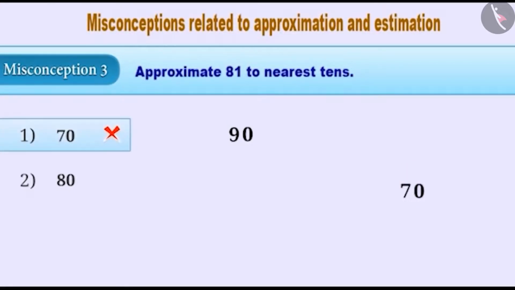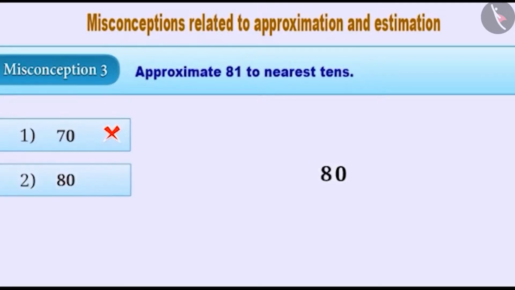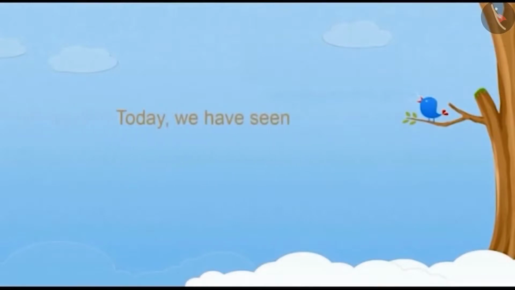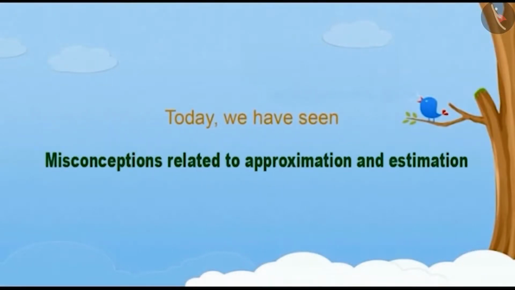Lack of proper understanding of estimation and approximation give rise to such assumptions. The correct method is, if the digit is less than 5, then the digit in units place becomes 0 and there is no change in tens place. Therefore, the correct answer is 80. In this video, we have seen misconceptions related to approximation and estimation.